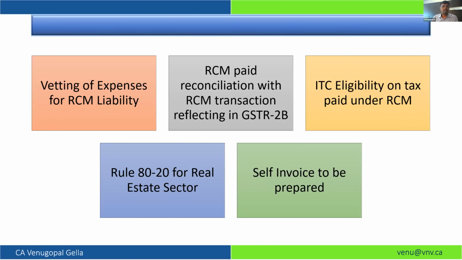Then there is the real estate sector. Another is the construction service provider. They have to make sure they avail 80% of their input services from registered persons. If they don't, then they have to pay under RCM. Another compliance of RCM where most people are lacking is raising of self invoice. A self invoice needs to be raised only when you receive from an unregistered person. So if you receive from an unregistered person, you should raise a self invoice declaring the type of expenses, with the invoice details if possible, that on this invoice you are discharging under RCM.